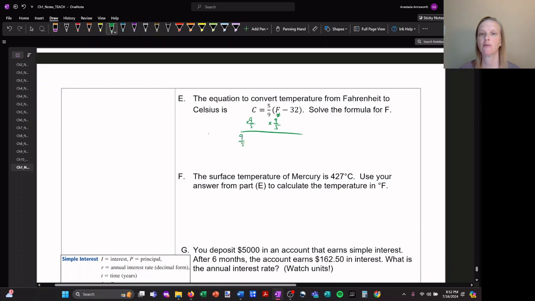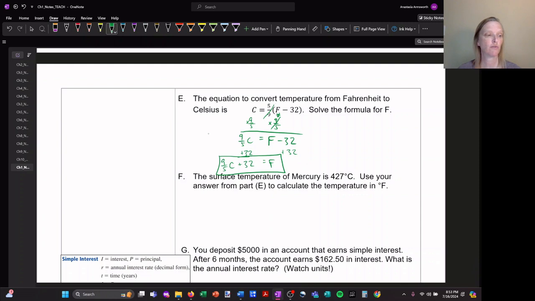So I have 9/5 C equals Fahrenheit minus 32. Now I'm going to deal with what's inside parentheses. I'm going to add 32 to both sides of the equation. And that gives me Fahrenheit is 9/5 C plus 32. And that's rearranging the formula for F.